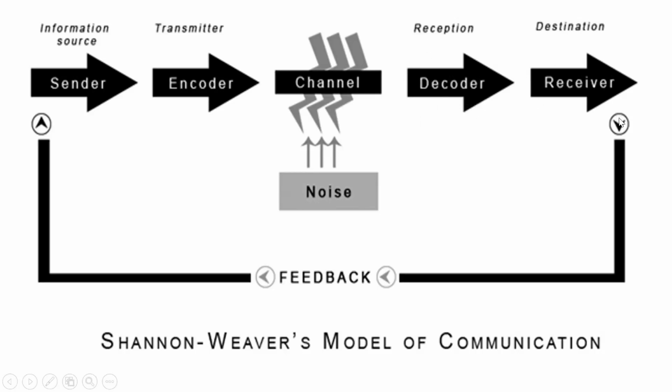Then the receiver will now have his feedback sent back to the sender. This feedback means if the receiver has understood the message or the response, or has a positive response on the message. So that's the Shannon-Weaver model of communication.